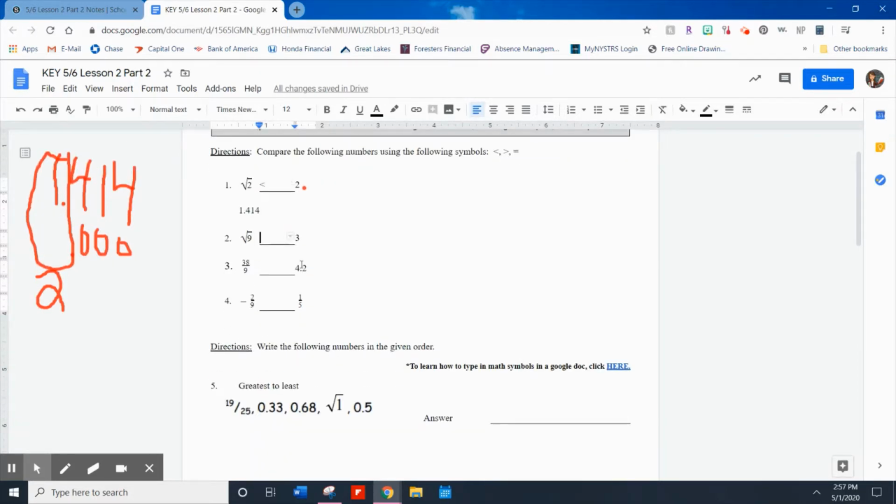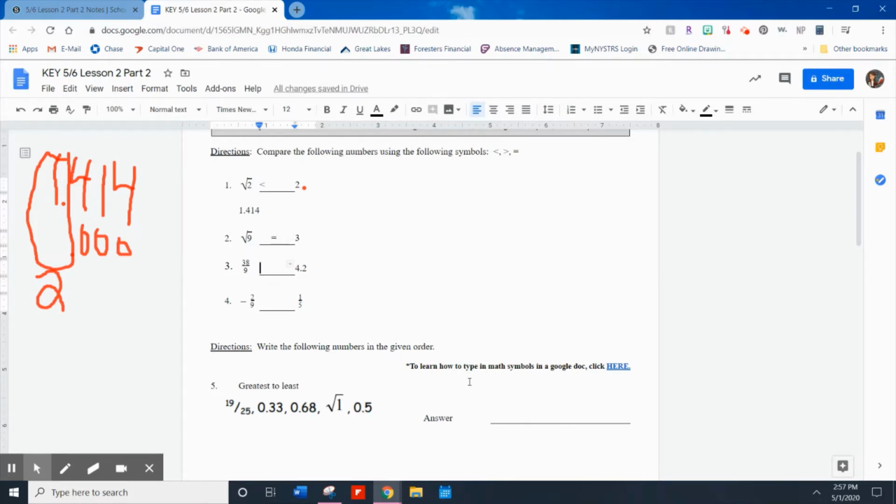Okay, so let's try the next one. We've got the square root of 9. Type that into your calculator. You should get 3, and we want to compare that to 3. So hopefully you can tell those are exactly the same, so those are going to be equal.